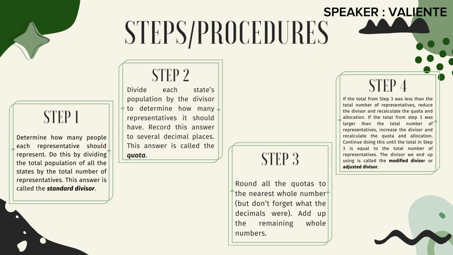The divisor we end up using is called the modified divisor or adjusted divisor. And thus, this adjustment continues until the total matches the desired number of representatives, ensuring fair and proportional representation.